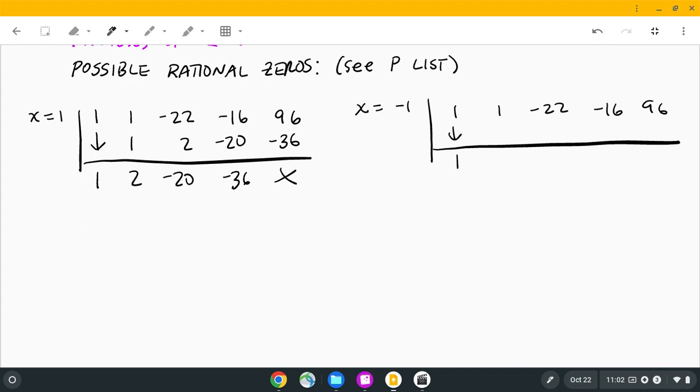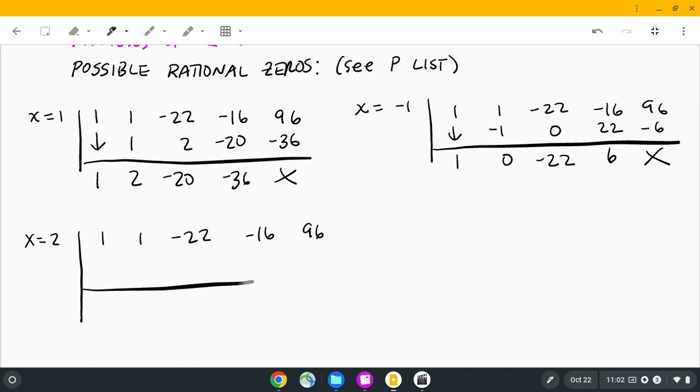Bring down the 1, negative 1, 0, 0, negative 22, positive 22, 6, negative 6. That doesn't give us 0. Okay, let's try positive 2, 1, 1, negative 22, negative 16, 96.